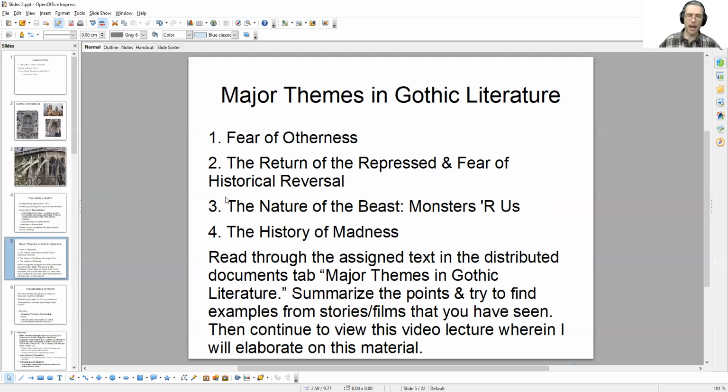Summarize the points, and then I would like you to watch the next video in this lecture series where I break down each of these core concepts and elaborate a little bit while providing some examples. So, again, read through that article in the Distributed Documents tab, and then watch the next video in this video lecture series.